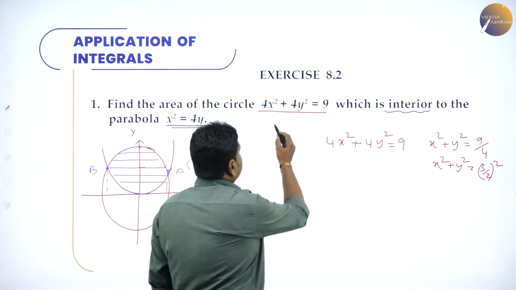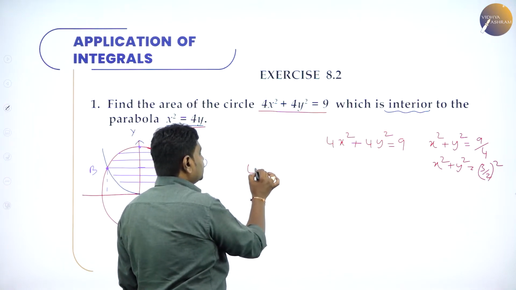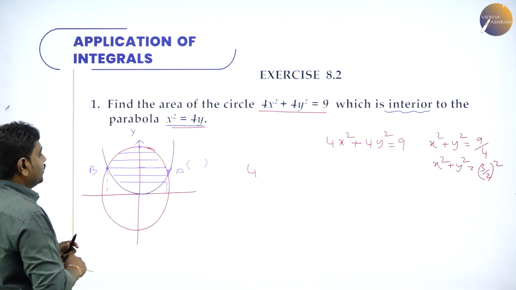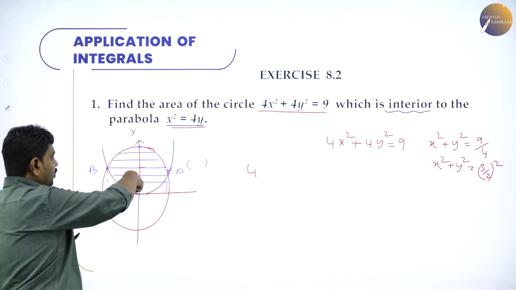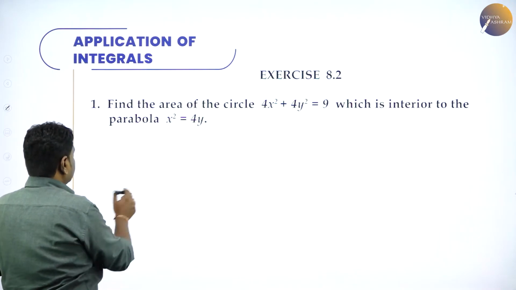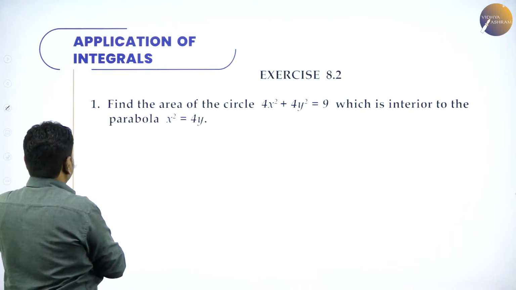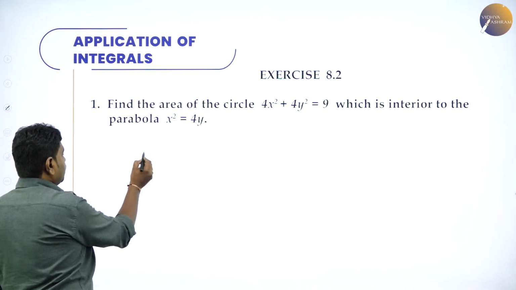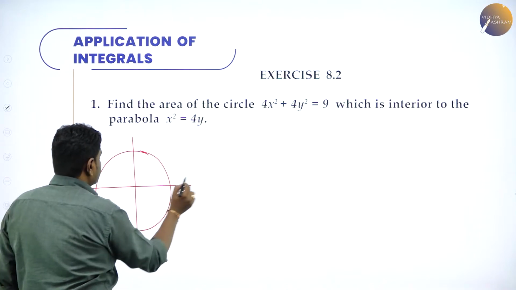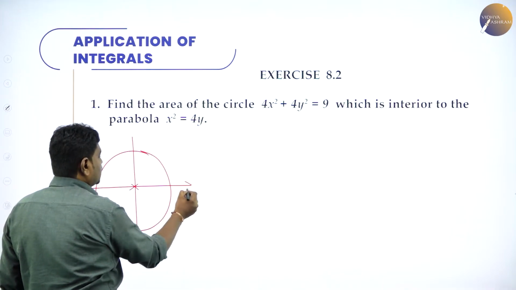How to find point of intersection? Solve the equations. First is drawing the diagram. So read the question and draw the diagram. First, x square parabola is a parabola symmetric. So now, see, as soon as you read the question, you should be able to draw. So first they told circle x square plus y square is equal to what? 9 by 4. So circle is circle with center origin.